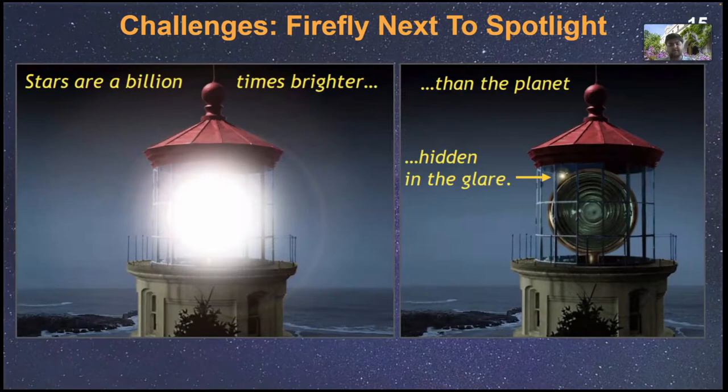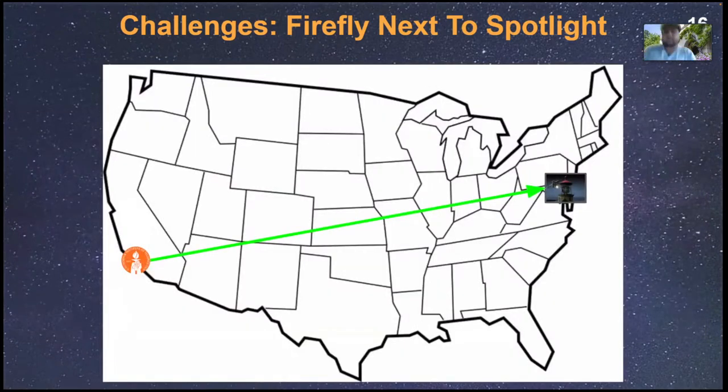So we need some techniques to be able to do this. Another thing that makes this even tougher is how far away we are from the firefly and the spotlight. To get an idea of the scales, if you had a lighthouse on the East Coast and you're sitting in California, say at Caltech, which is where I was when I made this presentation, you would be trying to find something that close on the sky. So you need something that works very well, goes into the stars, as well as something that can image things at high contrast, or a high ratio of brightness between these two bodies.